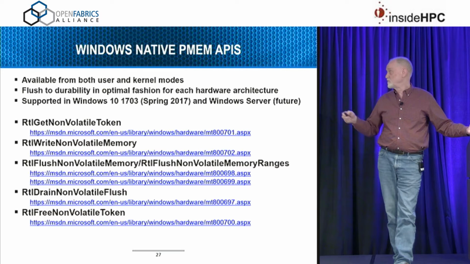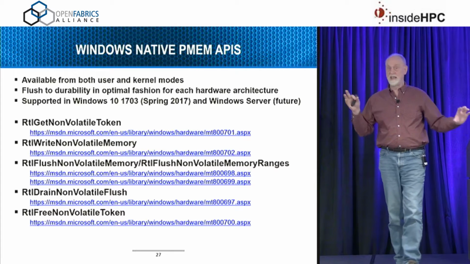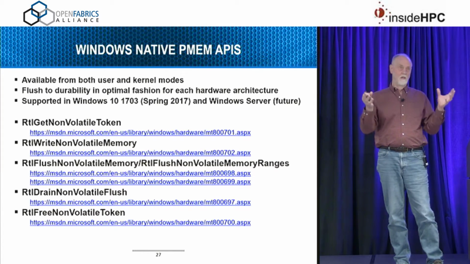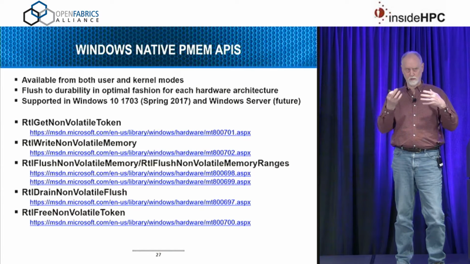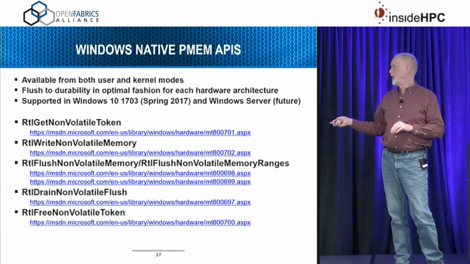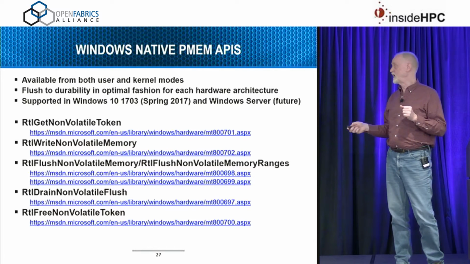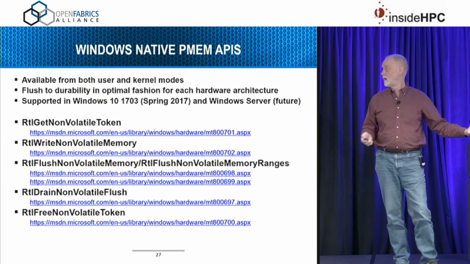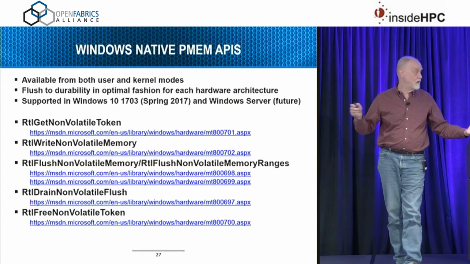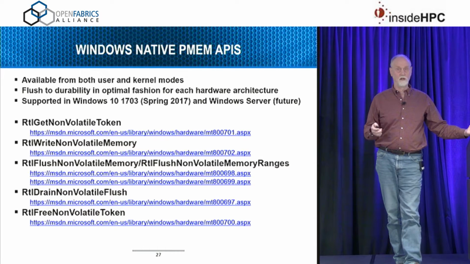They're basically six or seven APIs. Get non-volatile token is a state acquisition where you describe the region in a token, which is just a local variable in the library. Write, flush, and drain are the APIs that I just told you about. And finally, free non-volatile token to clean up. These are all fully documented, fully supported, and they work in both user and kernel modes. So kernel applications will use this same runtime library, by the way.